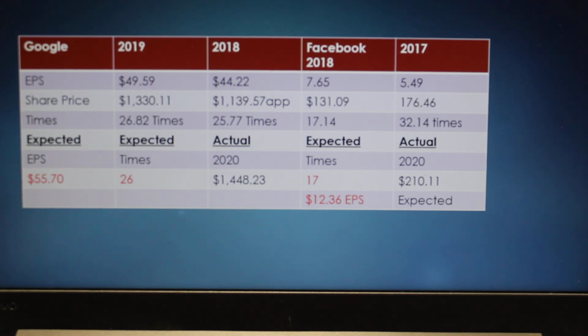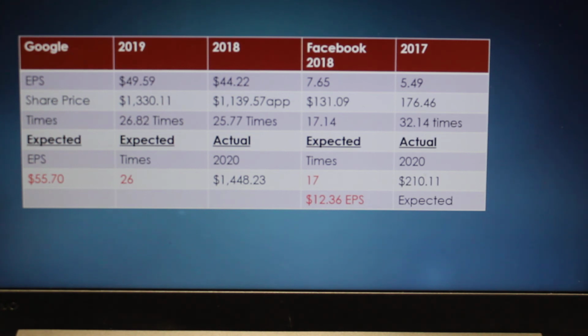Now let's have a look at Facebook. Based on this example, in 2017 Facebook's earnings per share is $5.49, but in 2018, I was not able to get 2019, but yeah, in 2018, it is $7.65. So we see here that its earnings per share has increased over the period by about $2. Its share price, however, in 2017 is $176.46, and its share price fell to $131.09.